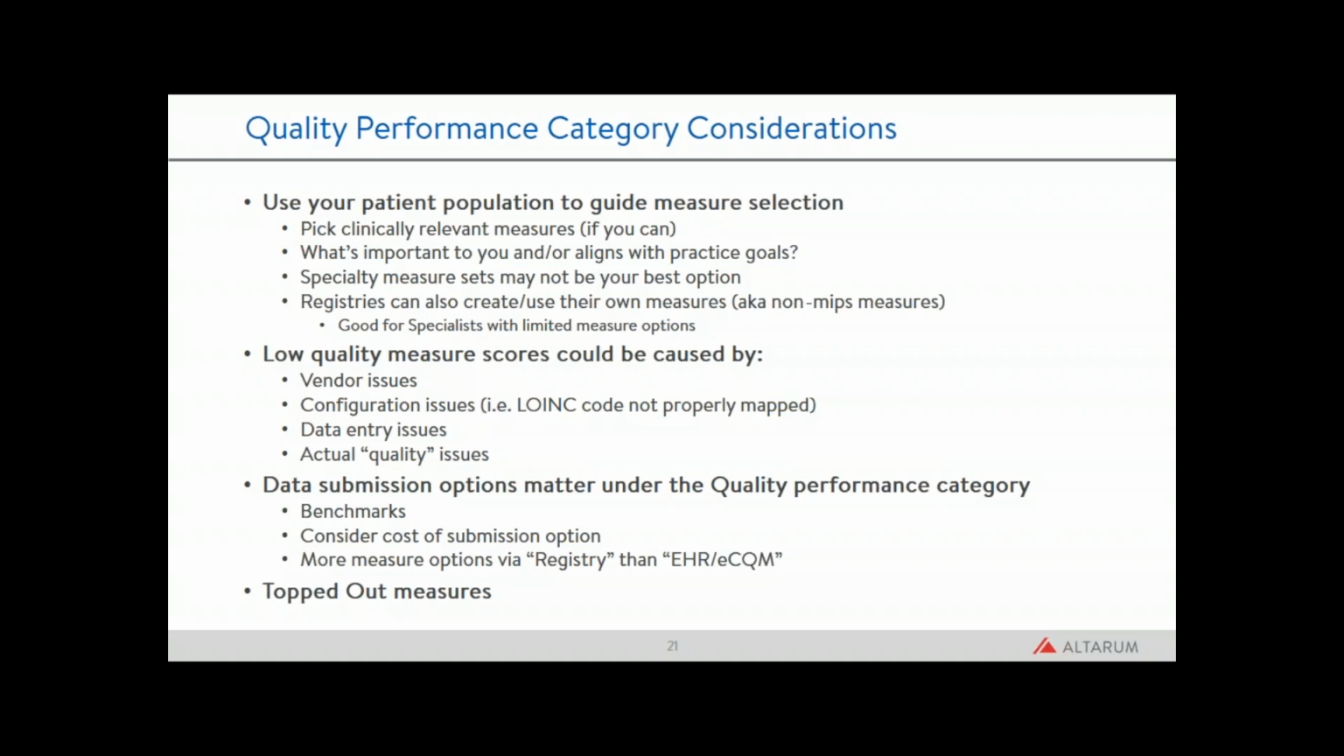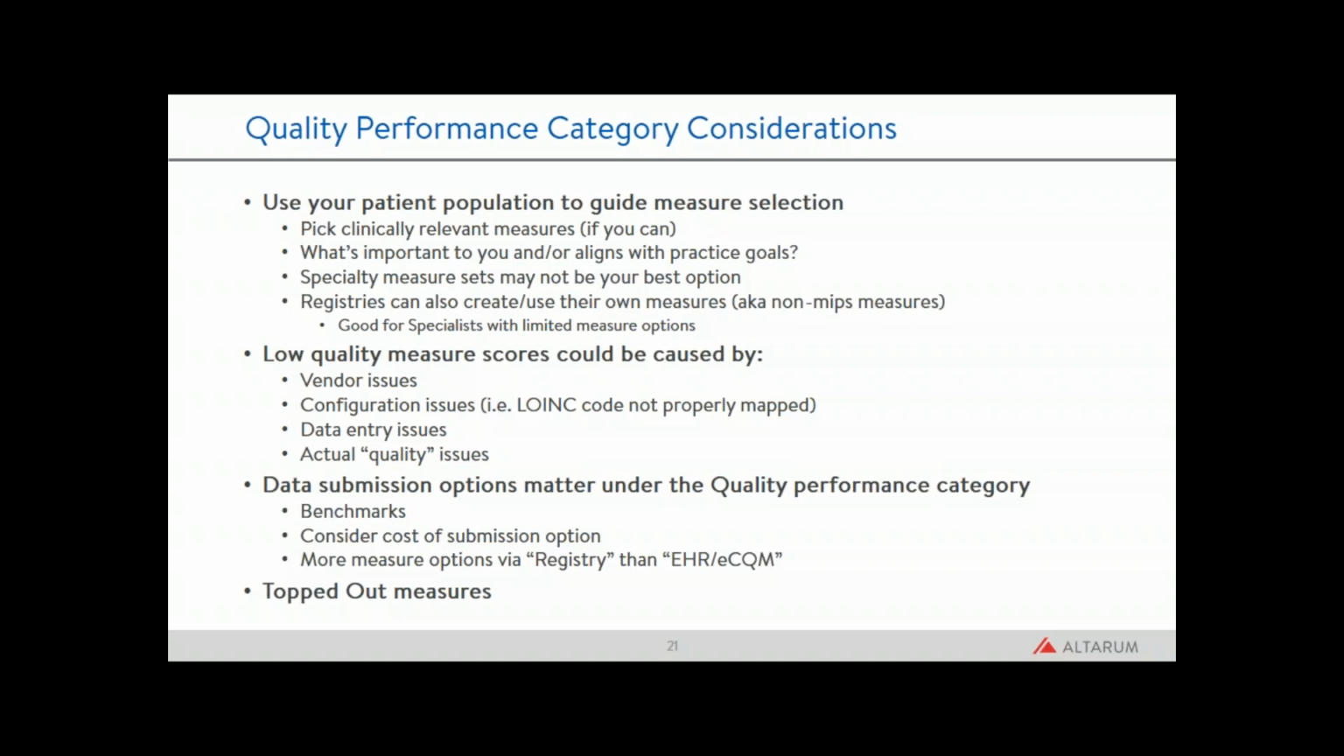I think Jacob's going to touch on that a little bit, but what we're seeing there, while the specialty measure sets can help narrow your focus, there's a lot of measures to choose from, 270-something measures. It can be hard to look through that laundry list of measures and find the ones that are specialty specific. You could use those to guide your selection, but they may not be your best option. Regardless of your specialty, you can choose any of the measures. You're not limited to just those measure sets.